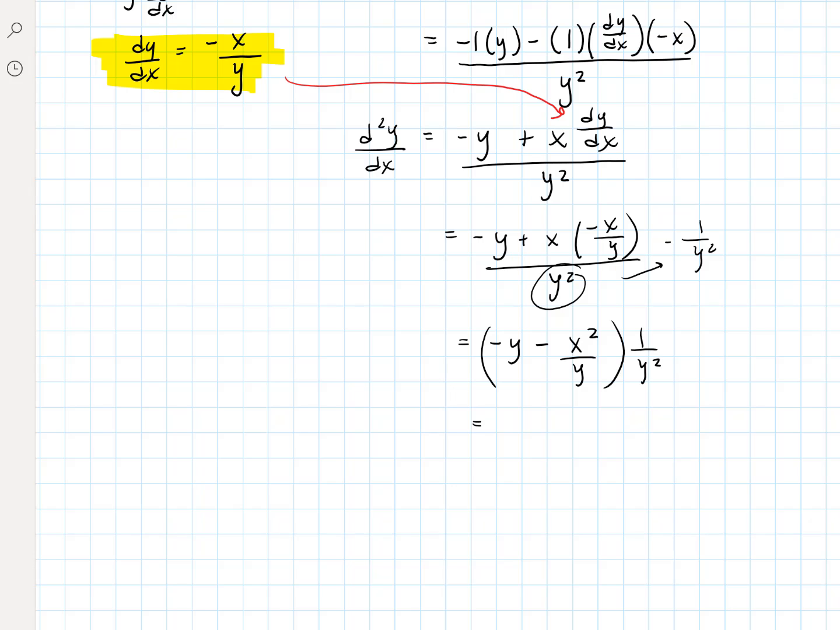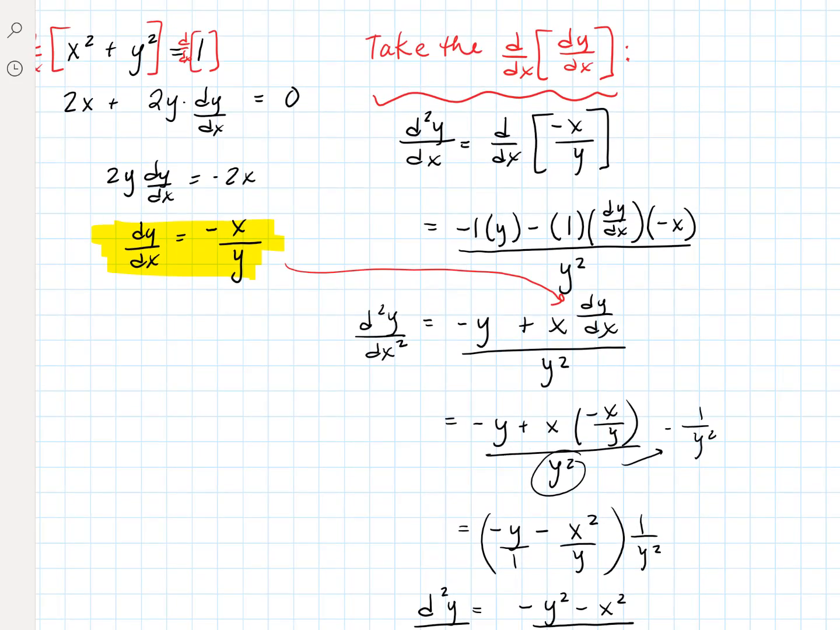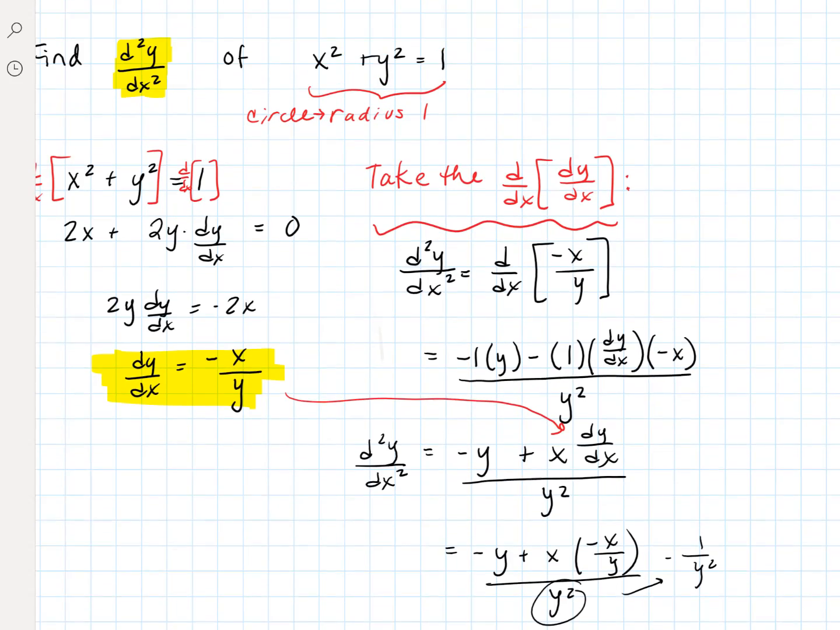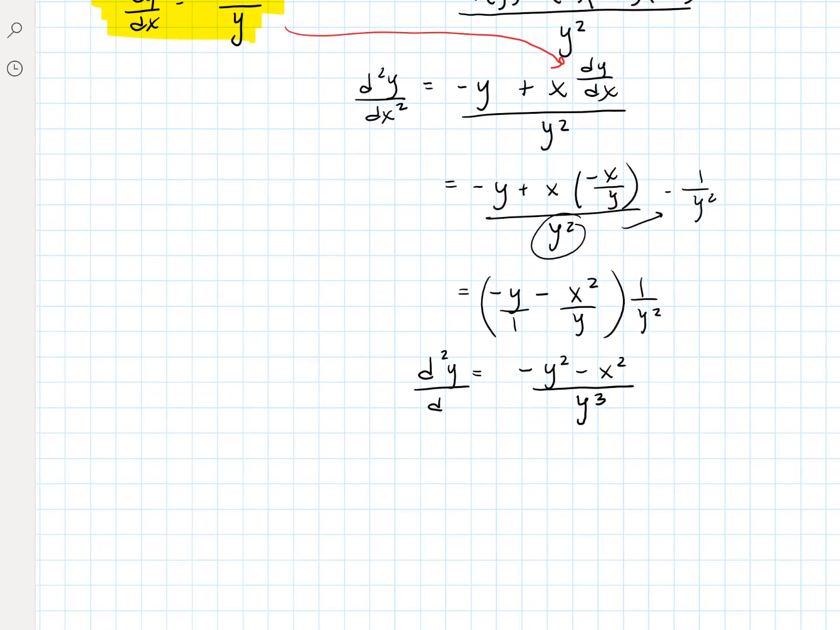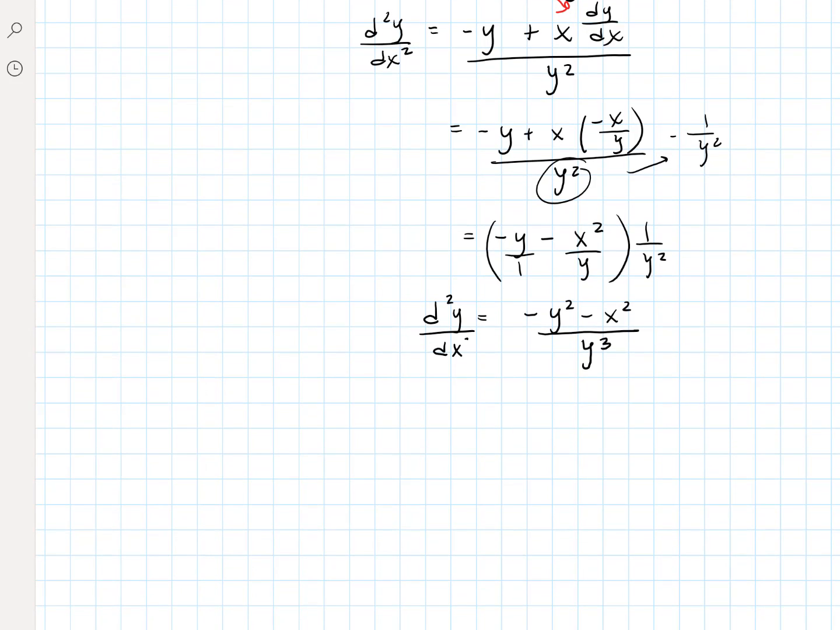And to simplify that further, let's actually make it all one fraction. So I'm going to write that as negative y squared minus x squared over y cubed. And that is my second derivative of y with respect to x. I left off my with respect to x twice somehow up there. Okay, so we're taking the derivative with respect to x both times, so we need that 2 right there. All right, and we've got it.